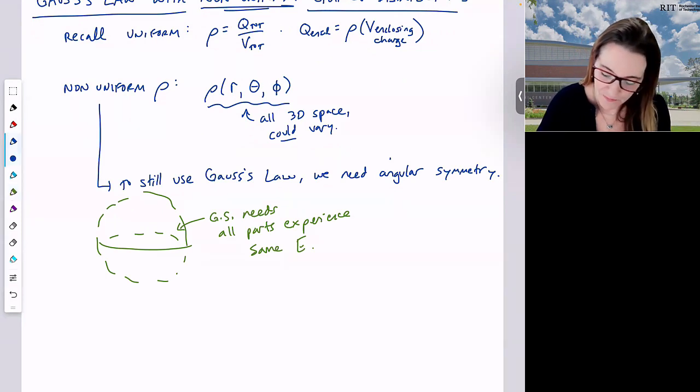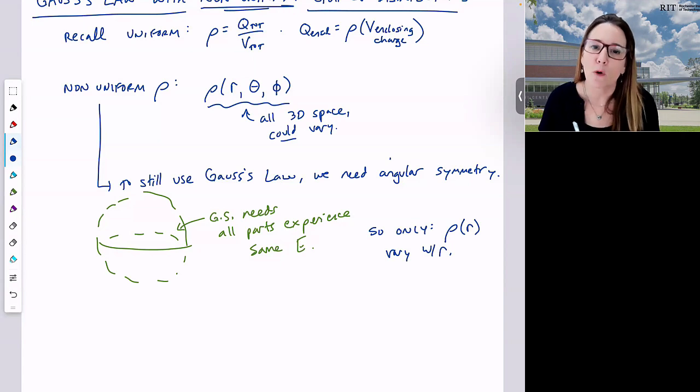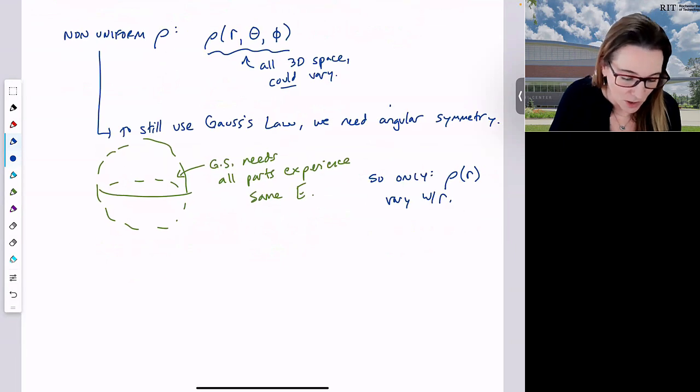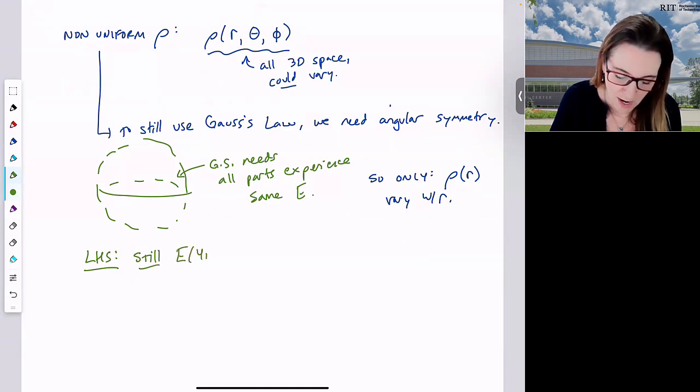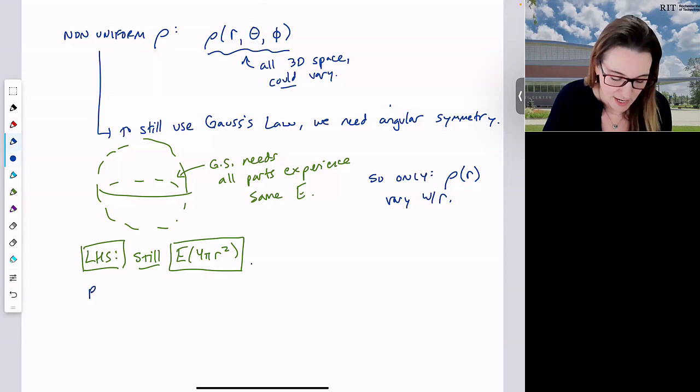So for us, we're only going to have rho varying with r. So it's only going to vary with r radially in order to keep that symmetry on the left-hand side of Gauss's law. So we're really only messing with the right-hand side for getting our Q enclosed. And so our left-hand side is still going to be E times 4 pi r squared. So we're still keeping our left-hand side symmetry, but now we have to figure out how to do the right-hand side. We have to figure out how to get Q enclosed.